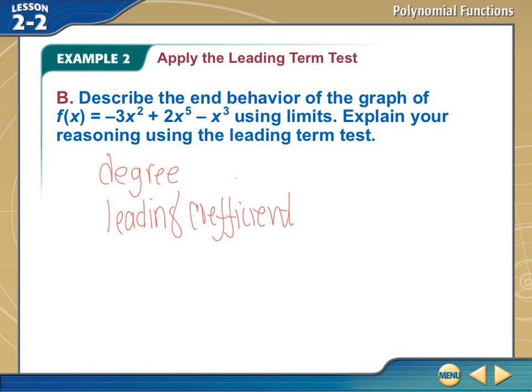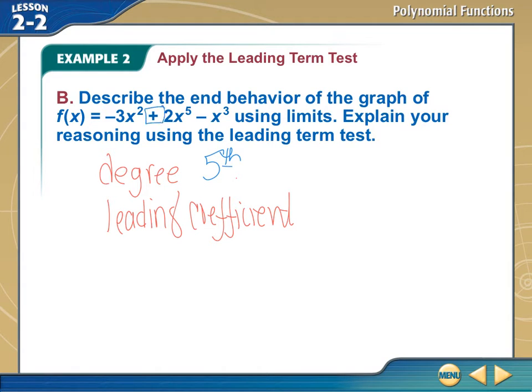Okay, so here we go. What I want to do first is look at the terms. I want to find out what my degree is. The degree is going to be the highest exponent. Oh, here it is. It's a 5. So this is going to be a 5th degree polynomial. So this is a 5th degree.